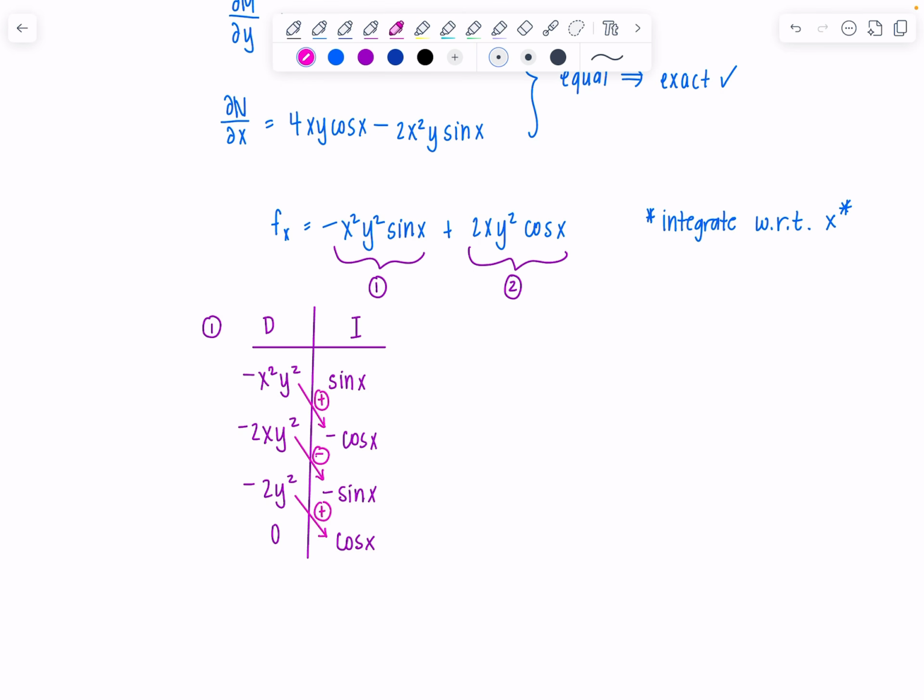Let me set it up now for the second one, and we'll just do it all in one step. Okay, here we go. So we've got 2xy squared. This one's not going to take as long, you see, because x is only to the first.